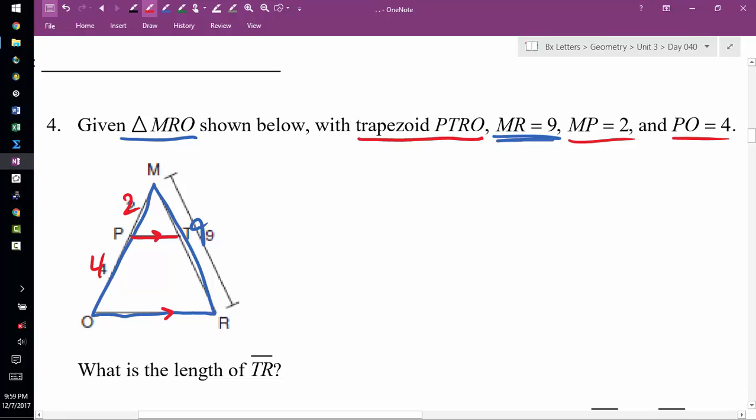If you want to separate it, go ahead, separate it. I'm feeling a little bold. I'm not going to separate it. I'm just going to recognize that I have this small triangle here and then a bigger one on the outside. Here they want to know what the length of TR is, this piece here.